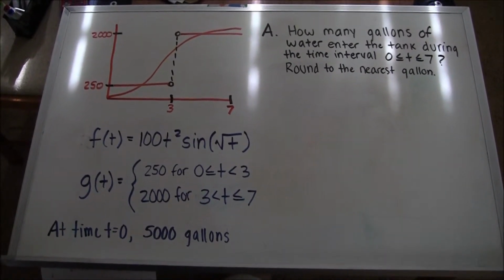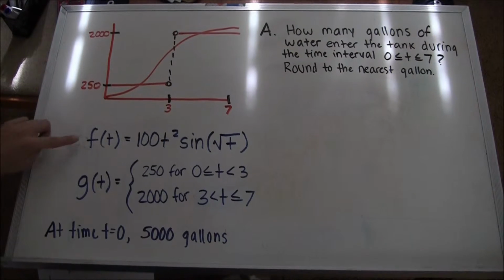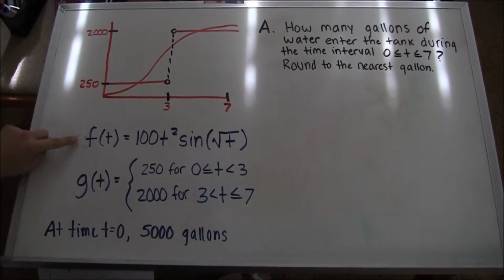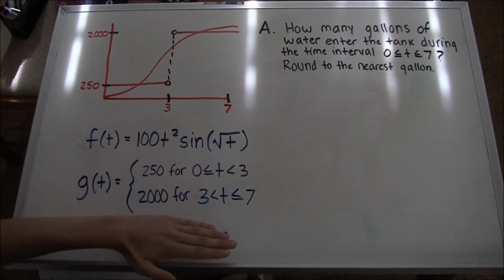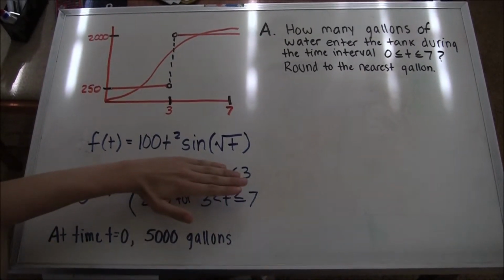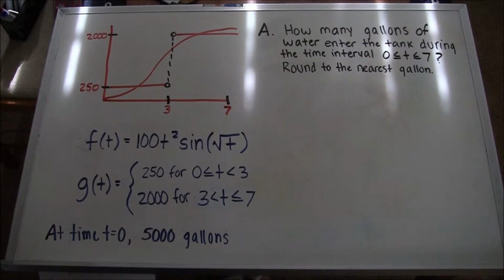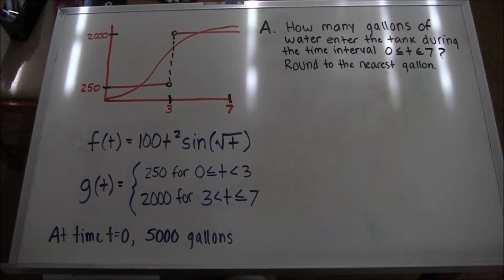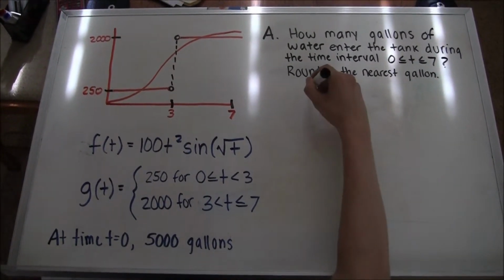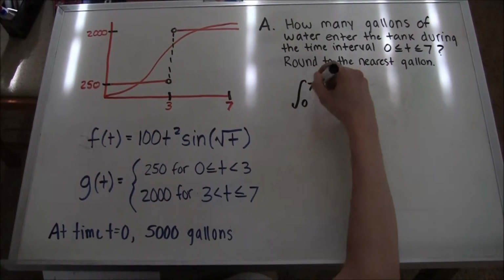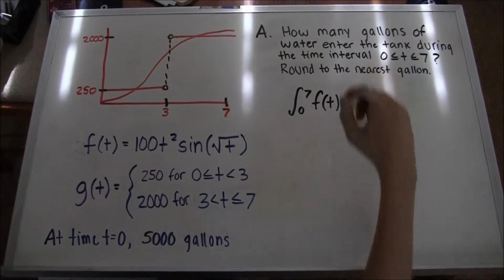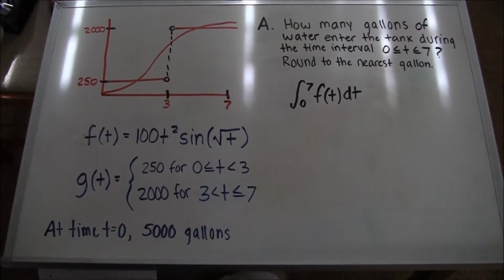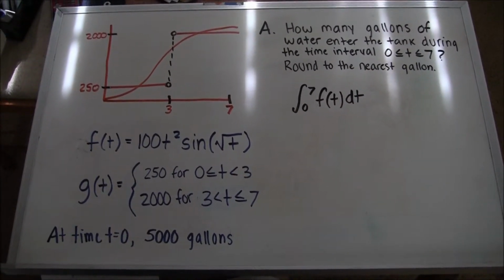The question is only asking for the amount of water entering the tank, which is given by f of t, within the given period. So for now we may disregard the initial amount of water within the tank and function g of t, which gives the rate at which water is leaving the tank. To find the necessary value, we must find the value of the integral from 0 to 7 of f of t dt. Note also that f of t is the rate at which water is going into the tank, not the amount of water within the tank at that time.